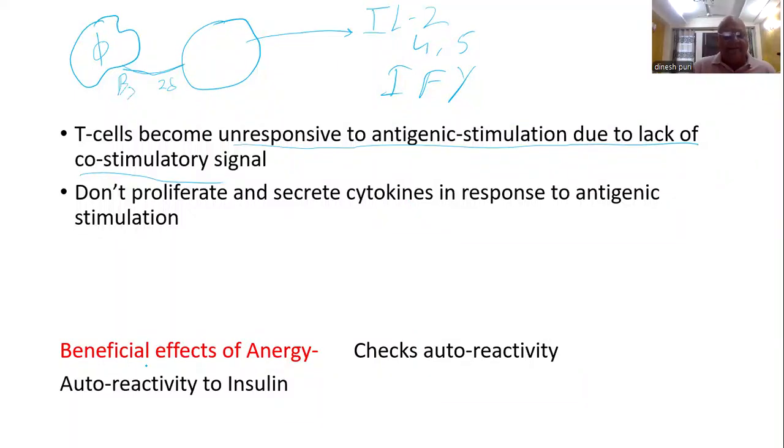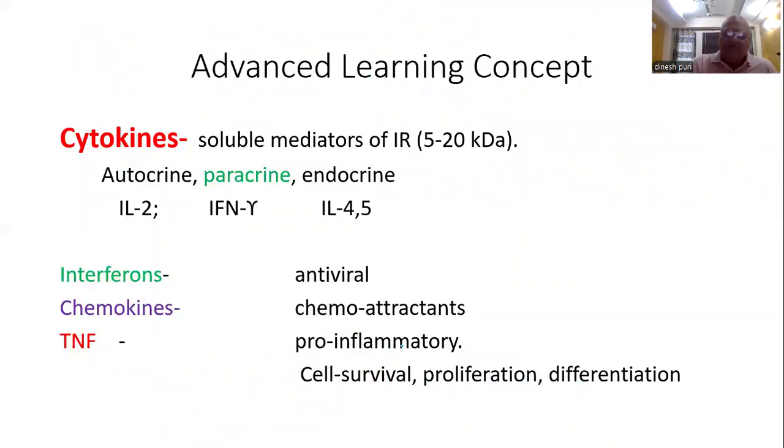Beneficial effect भी होते हैं. Beneficial effect anergy के, they check auto reactivity. I leave it to you. Please find out yourself. So some advanced learning concepts. I think we have completed the main portion of the lecture. Anergy क्या है, allergy क्या है? Allergy heightened, anergy lowered. Lowered because of cluster of differentiation, co-stimulatory signal is lacking. हमने एलर्जी को देखा with the help of bee sting, humoral immune response. Those who are interested can read more about that.